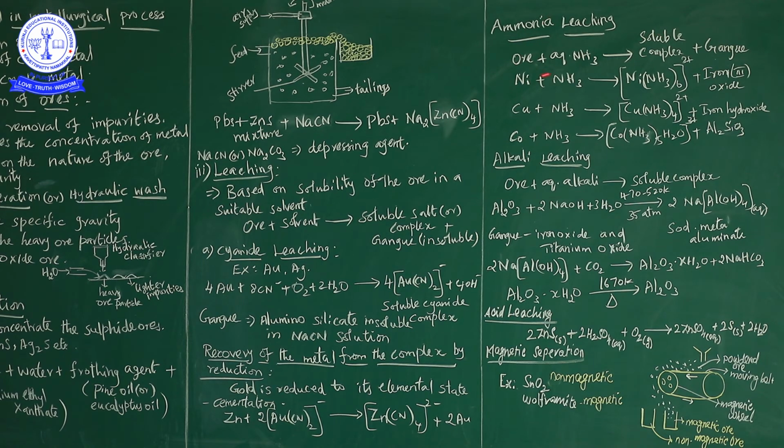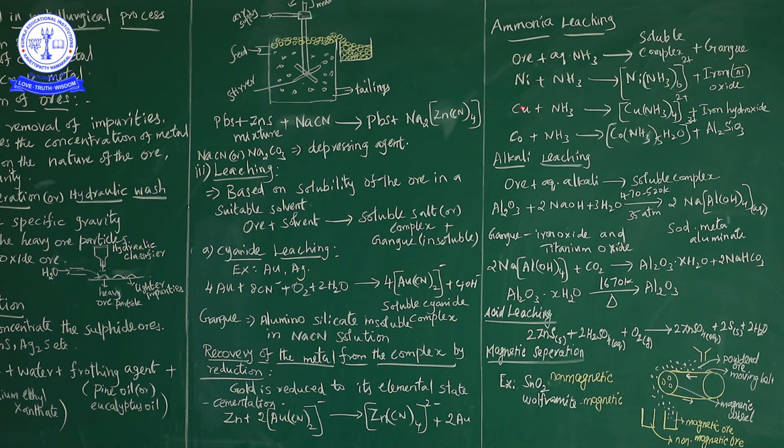In ammonia leaching, nickel, copper and cobalt are extracted. Nickel reacts with aqueous ammonia and we get the hexaamine nickel 2 ion as a soluble complex, plus the gangue. The gangue obtained in the extraction of nickel is iron 3 oxide, which is insoluble in nickel leaching.